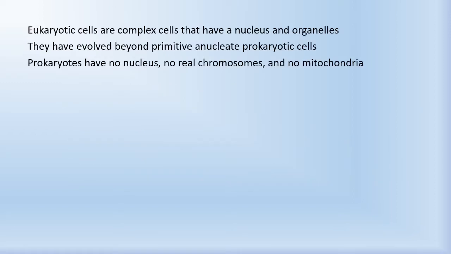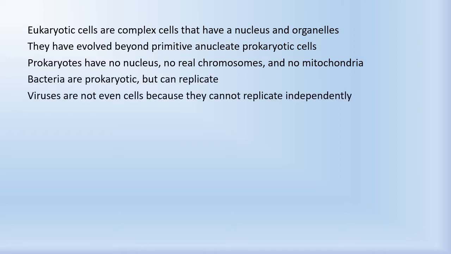So animal cells are eukaryotic and are mostly nucleate. In other words, they have a nucleus. They have evolved beyond the primitive anucleate, without a nucleus, prokaryotic cells. Prokaryotes have no nucleus, no real chromosomes, and no mitochondria. Bacteria are prokaryotic, but they can replicate. In other words, they are anucleate. They don't have a nucleus, but they can still replicate. And this replication in terms of bacteria and infection may be called colonization.